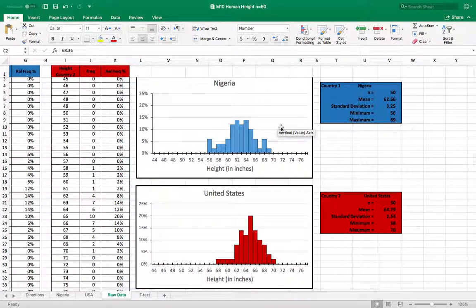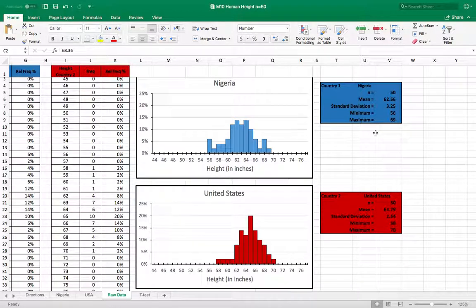We can see that the mean of Nigerian women is about 62 and a half inches, while the mean for the United States women is about 64 and 3/4 inches. So obviously the United States is about 2 1/4 inches larger. But when we look at the maximum and minimum for both of these countries, they're within the same ballpark. I mean, they're pretty close.